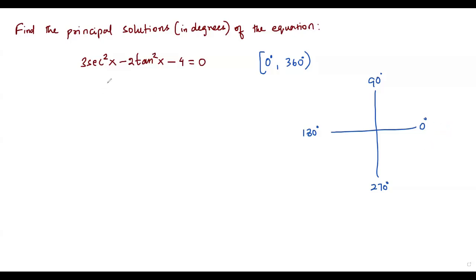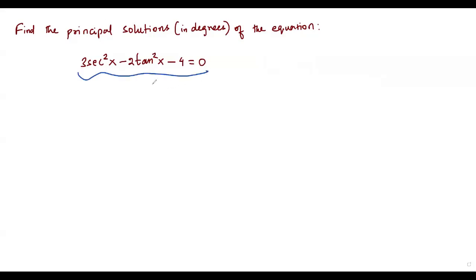Okay, now let's start solving this trigonometric equation. That is 3 secant square x negative 2 tangent square x negative 4 equals 0. In this trigonometric equation, we have two different trigonometric ratios. One is secant and the other one is tangent. Whenever I want to solve a trigonometric equation, it has to contain only one trigonometric ratio. But here we have two different ratios, secant and tangent. So how do we get this equation in just one trigonometric ratio? For that, we can use the Pythagorean identity, that is secant square x negative tangent square x equals 1.